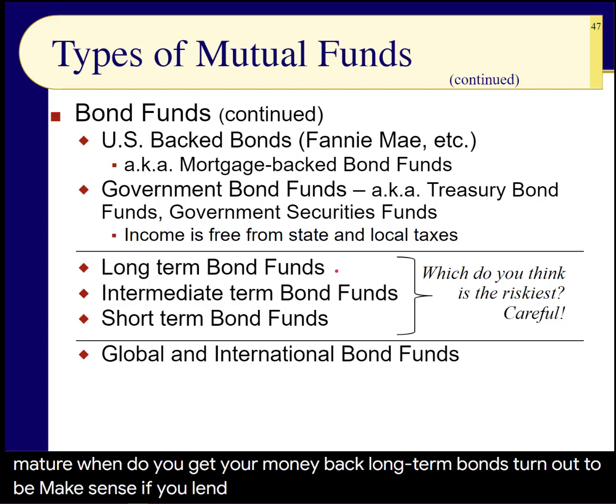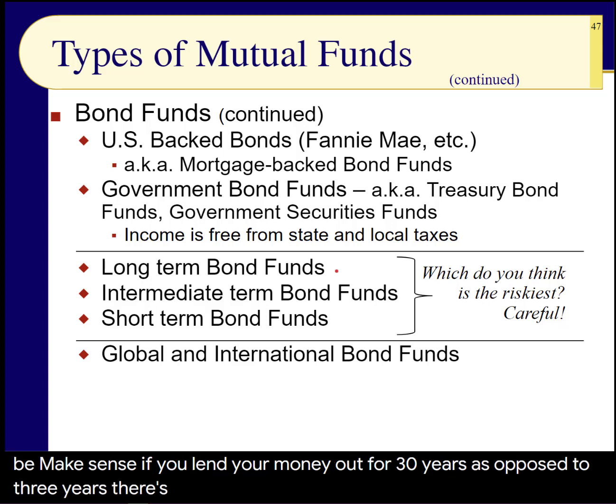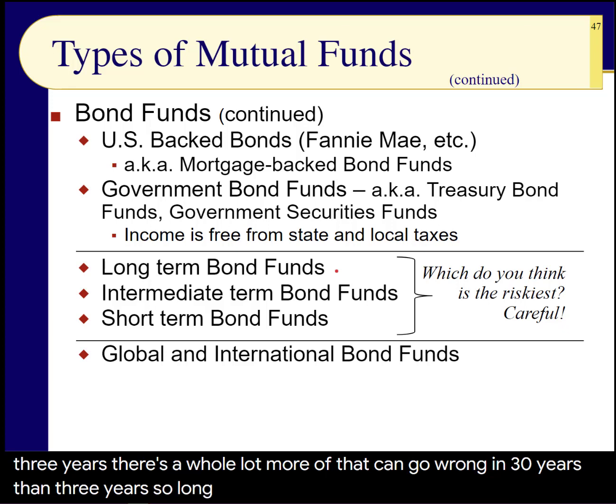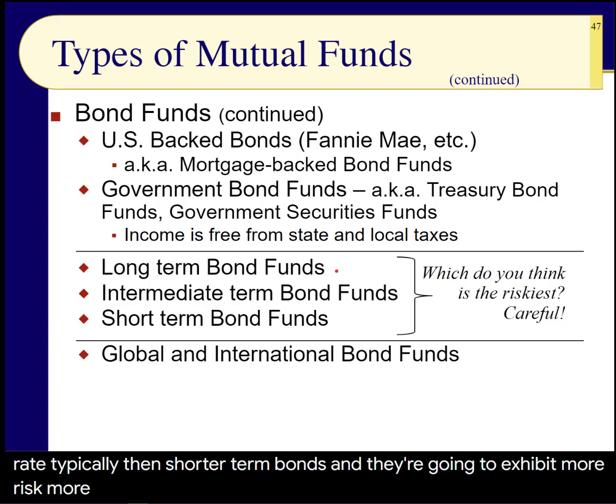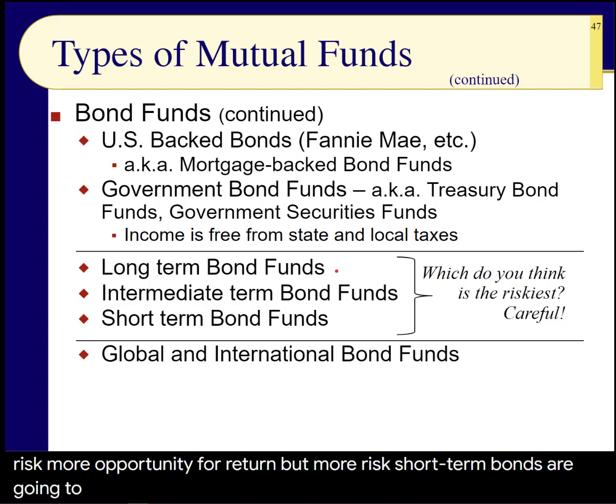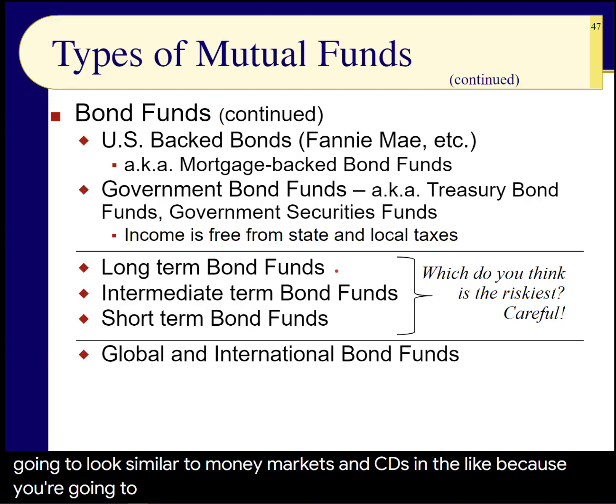If you lend your money out for 30 years, as opposed to 3 years, there's a whole lot more that can go wrong in 30 years than 3 years. So long-term bonds are going to pay a higher interest rate typically than shorter-term bonds, and they're going to exhibit more risk, more opportunity for return, but more risk. Short-term bonds are going to look similar to money markets and CDs and the like because you're going to get your money fairly soon, 2-3 years. And intermediate term are going to be somewhere in the middle.